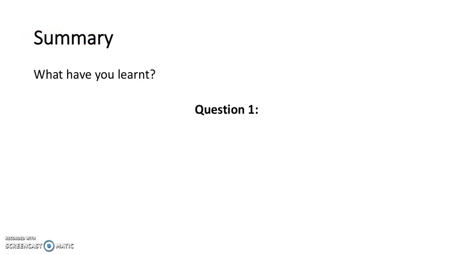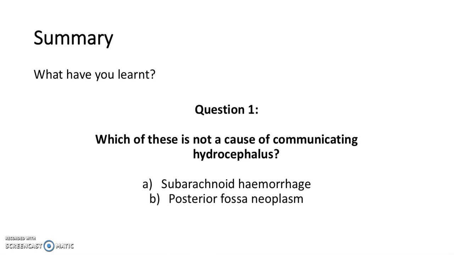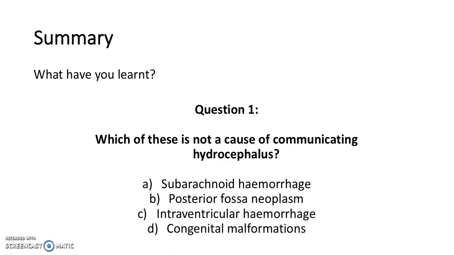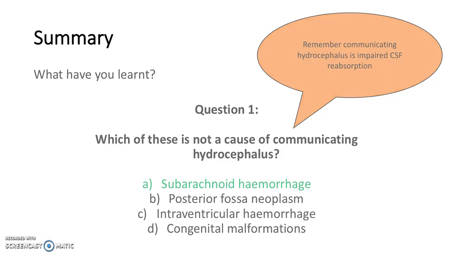So a few questions to finish. Which of these is not a cause of communicating hydrocephalus? Is that a subarachnoid hemorrhage? Is it a posterior fossa neoplasm? Is it an intraventricular hemorrhage? Or is it a congenital malformation? So remember that communicating hydrocephalus is impaired CSF reabsorption. So it's a subarachnoid hemorrhage because the CSF is in the ventricles.